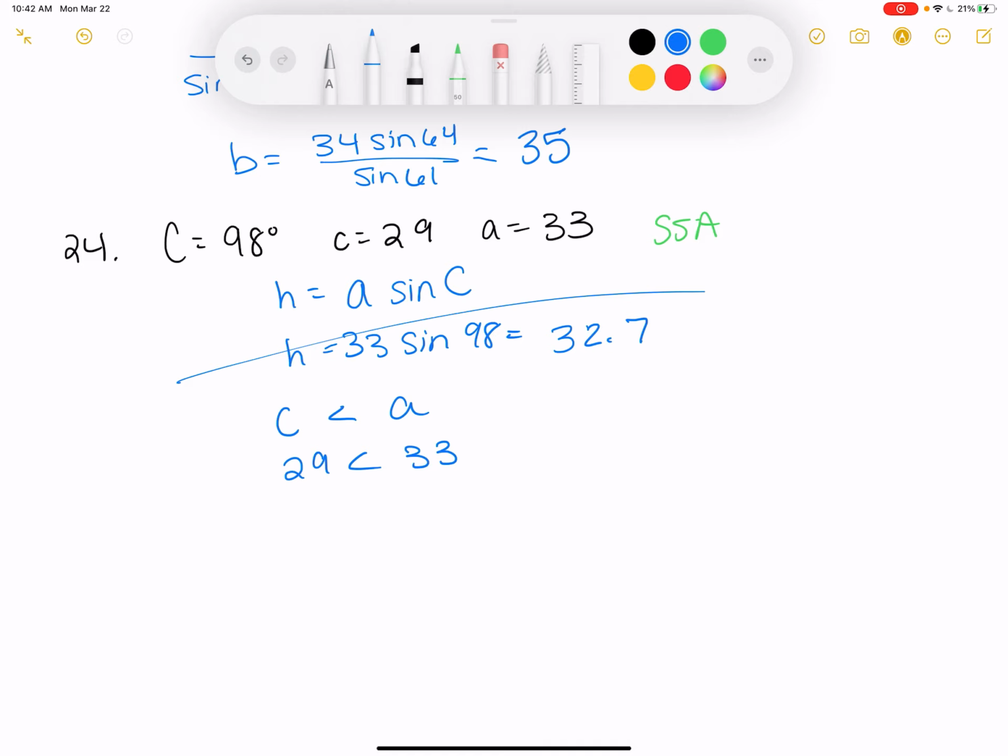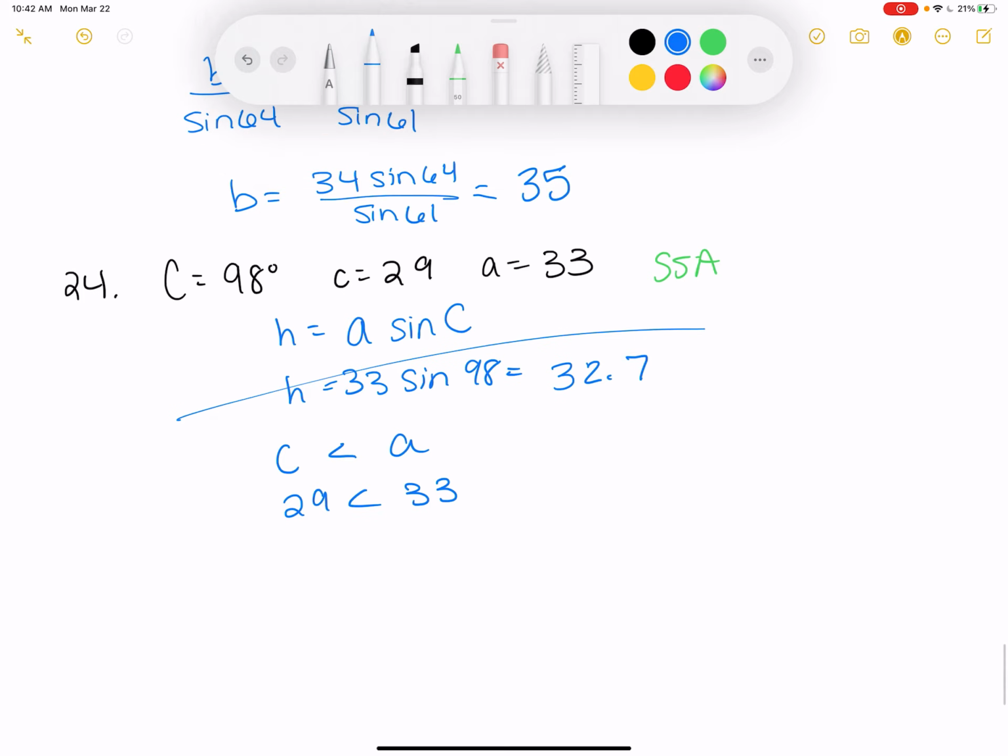Okay, so whichever side comes first is your A, right? Yes, whichever one goes with the angle. The side that has the angle is the one that goes first. Oh yeah, I forgot. Okay, so no triangle. Equal to, right? It's less than or equal to, right? Yeah, technically the formula says that, but in this case it's just less than.